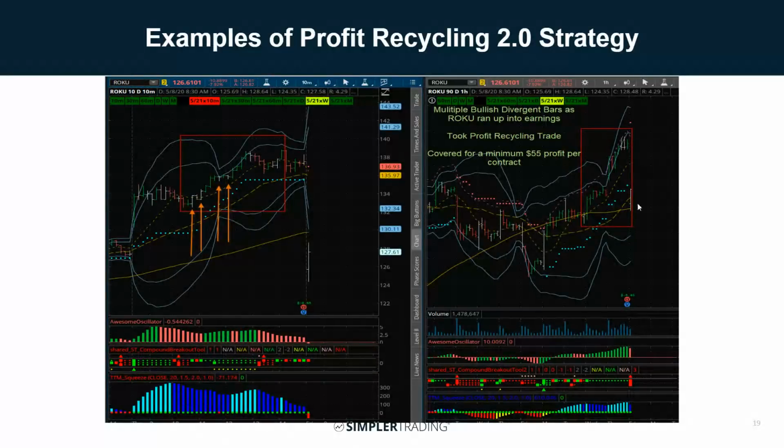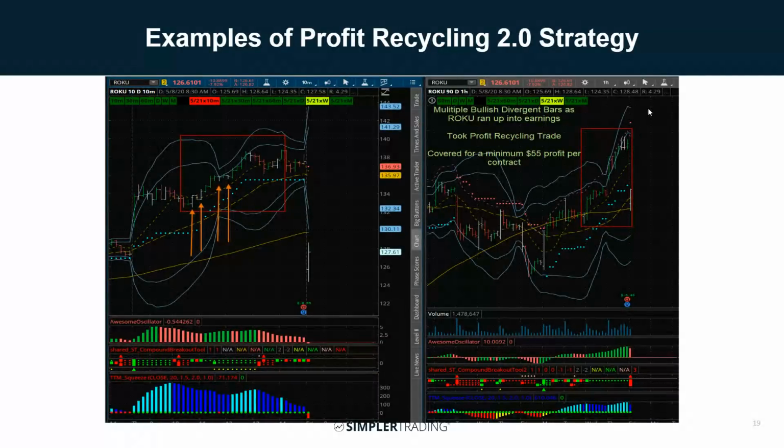And I could have closed it out, but I decided to hold it through earnings as a fun lotto trade. Now, as some of you guys know, anything can happen around the earnings announcement. In this case, Roku completely fell off and dropped on earnings. But it was nice having a free trade out there. It's actually a trade I still hold, where no matter what, I'm walking away with a profit.